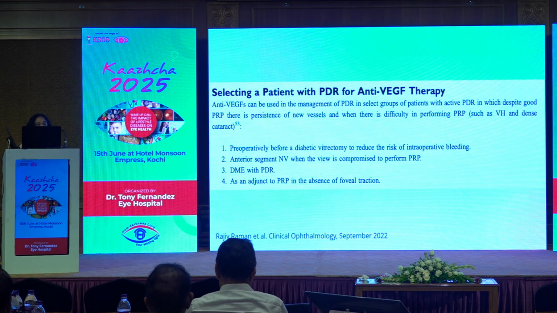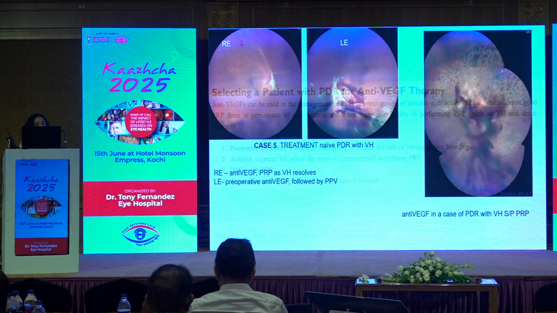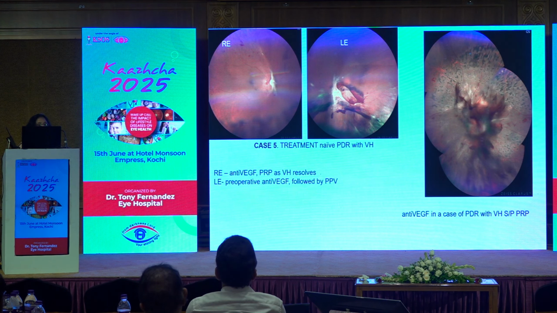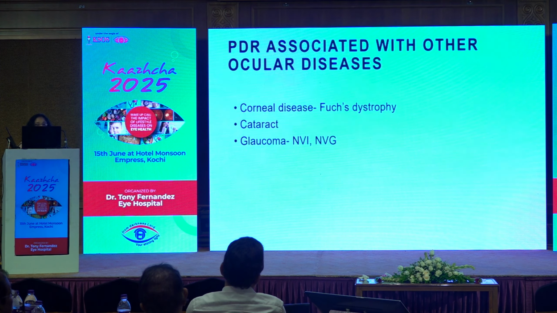So when selecting a patient for anti-VEGF injection with PDR, the considerations are you can use it pre-operatively if there is an associated anterior segment neovascularization, associated DME, or you can use it as an adjunct to PRP. So these were cases where the anti-VEGF was used as an adjunct to surgery. In this patient, pre-op anti-VEGF was given. This patient was already treated with PRP. Then there is a vitreous hemorrhage. You can take a chance by giving an anti-VEGF injection, especially if you see that it's an NVD and there is no significant peripheral traction.